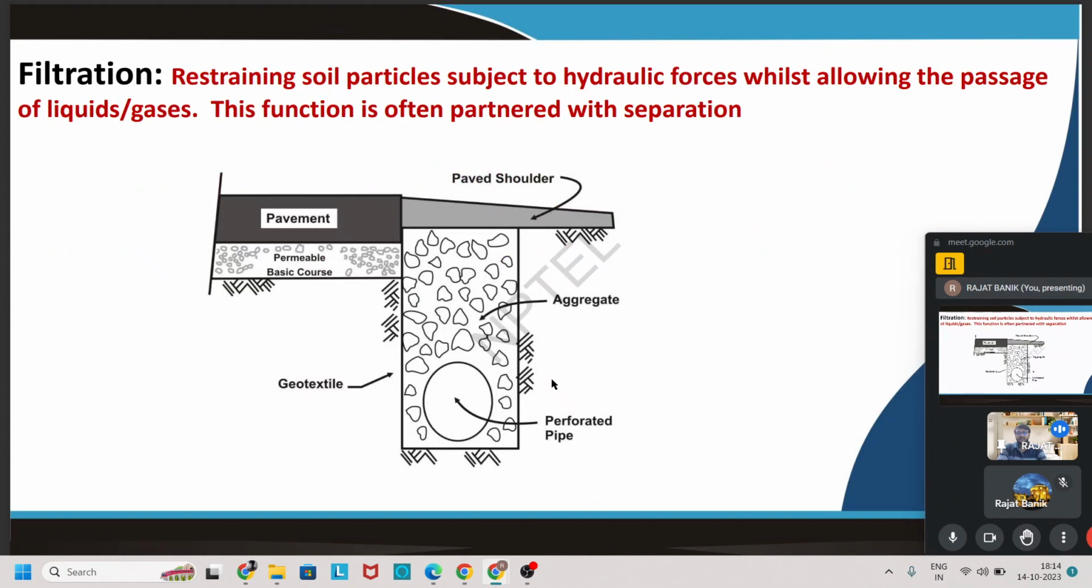Then we discuss the geosynthetic material as a filtration. In most cases we use the geosynthetic material below the pavement surface to collect the water and expel it away from the pavement, so that the pavement may be safe from failure due to this water or seepage.